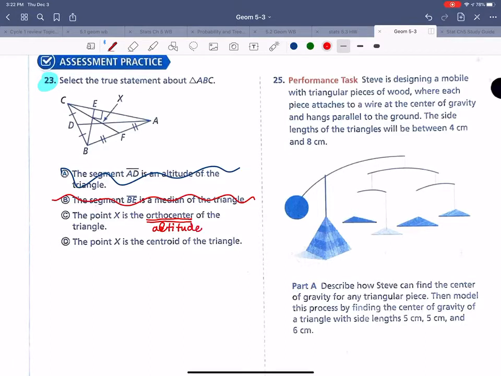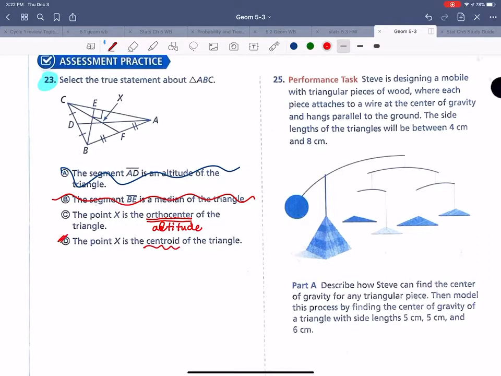So we have to figure out, are the altitudes intersecting here? No. Point X looks like the centroid. So we're going to pick point X as our centroid because it appears to be the intersection of my medians. These are my medians. Point F is in the middle because of these 2 tick marks. Point D is in the middle and it traces back to the opposite side because it's the intersection of medians.